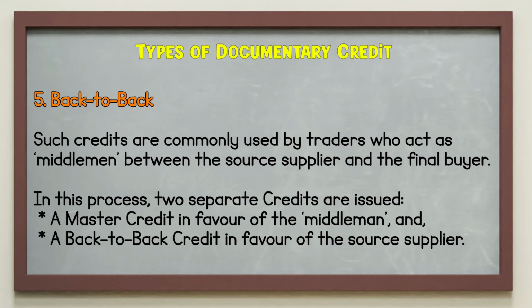Such credits are commonly used by traders who act as middlemen between the source supplier and the final buyer. In this process, 2 separate credits are issued. 1, a master credit in favor of the middleman, and 2, a back-to-back credit in favor of the source supplier.